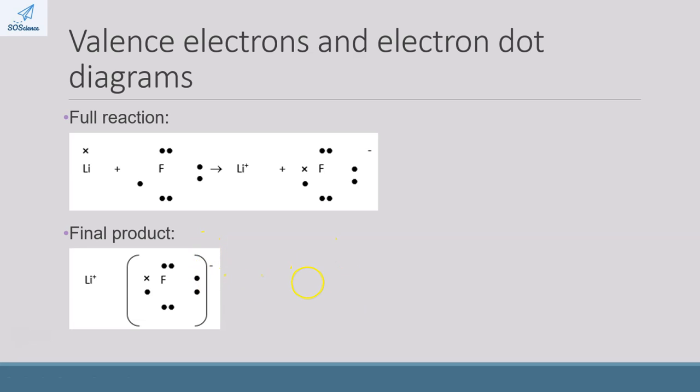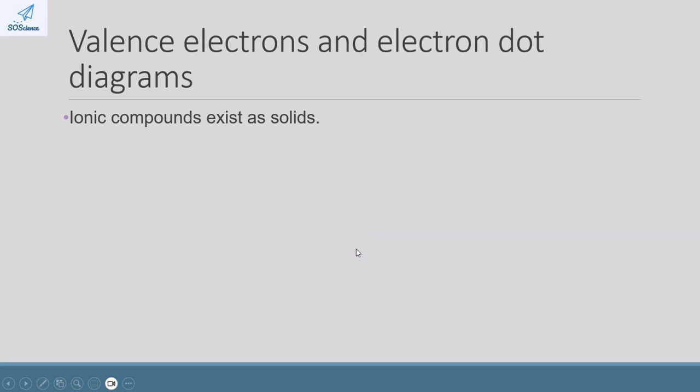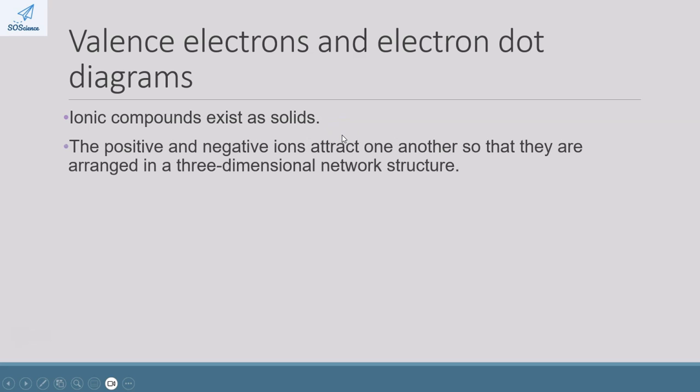Now we're going to practice a few more of these, but before we do, I'm just going to mention that all ionic compounds exist as solids. Later on, where we have to represent chemical reactions and show the state of each substance, whether it's a solid or a liquid or a gas, keeping in mind that all ionic compounds are solids is really going to help. What happens in the case of ionic compounds is that the positive and negative ions attract one another so that they form a three-dimensional network structure, also known as a crystal lattice.